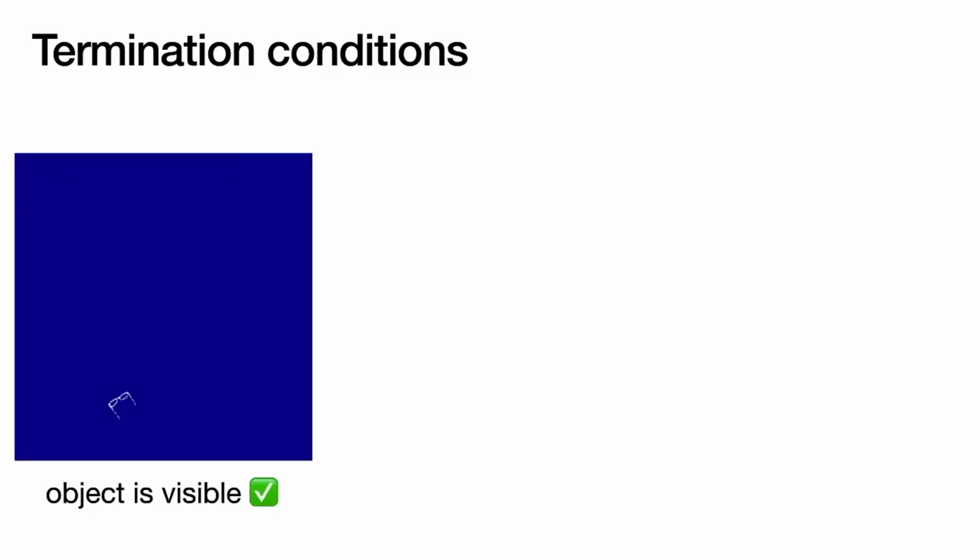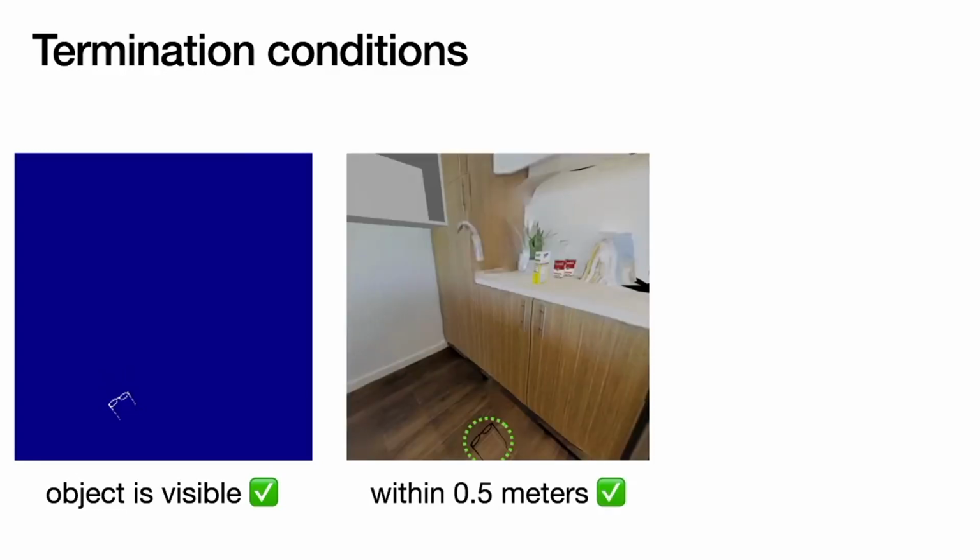We will now define the termination condition for the training. For the task to be successful, the agent needs to meet three conditions. It needs to find the object and keep the object in the field of view. It needs to be within certain distance from the object, 0.5 meters in our case. And it needs to do that within a certain time frame, like 100 time steps. If the first two conditions are not met before the time runs out, the task is considered unsuccessful.